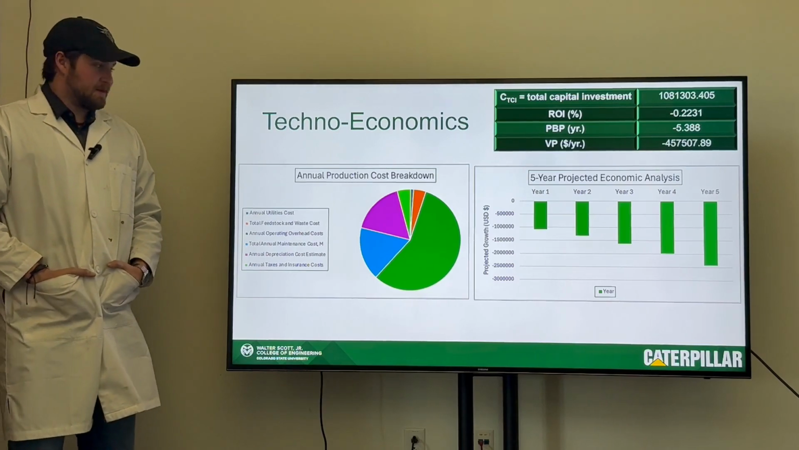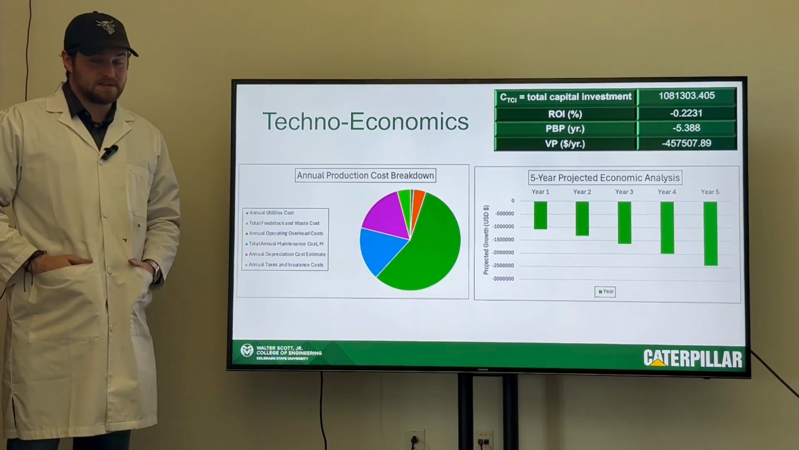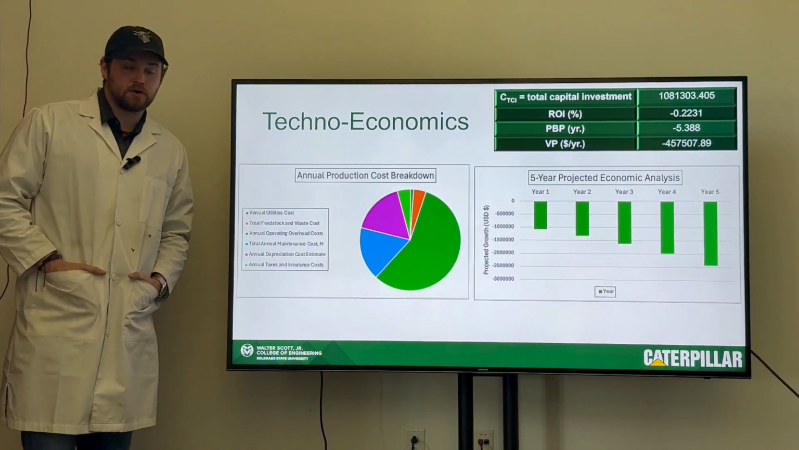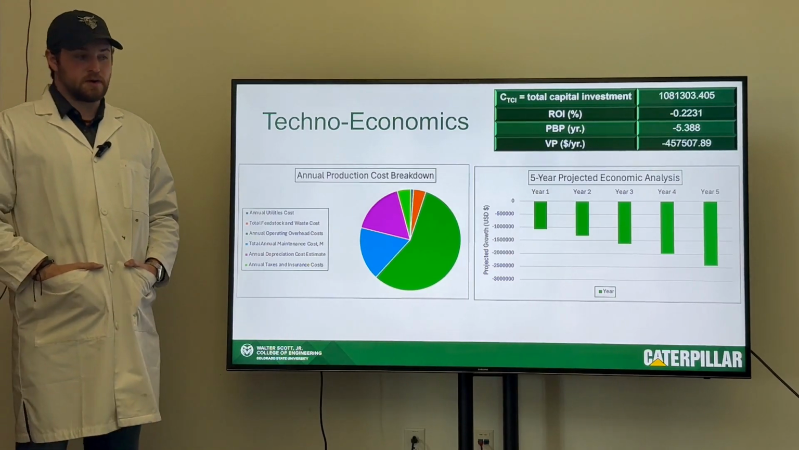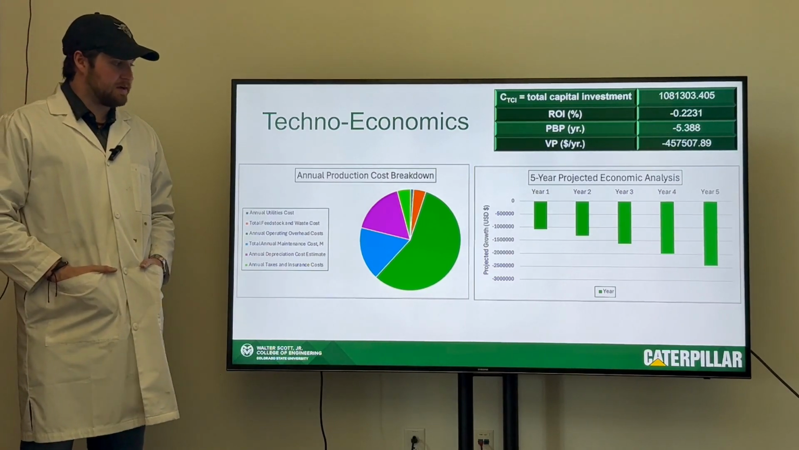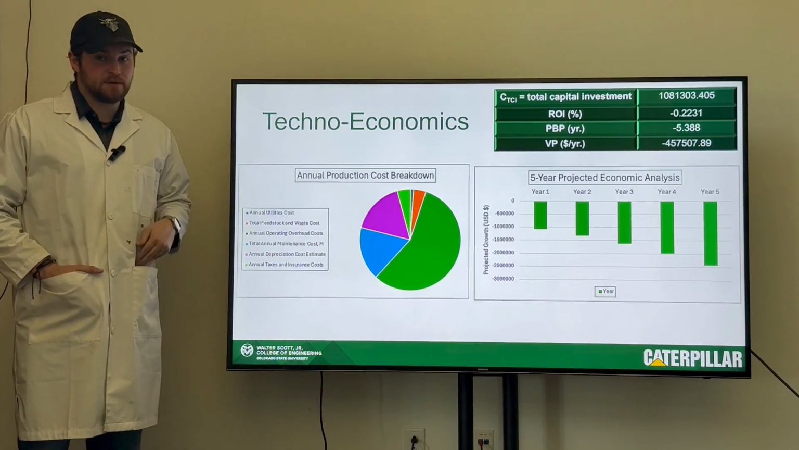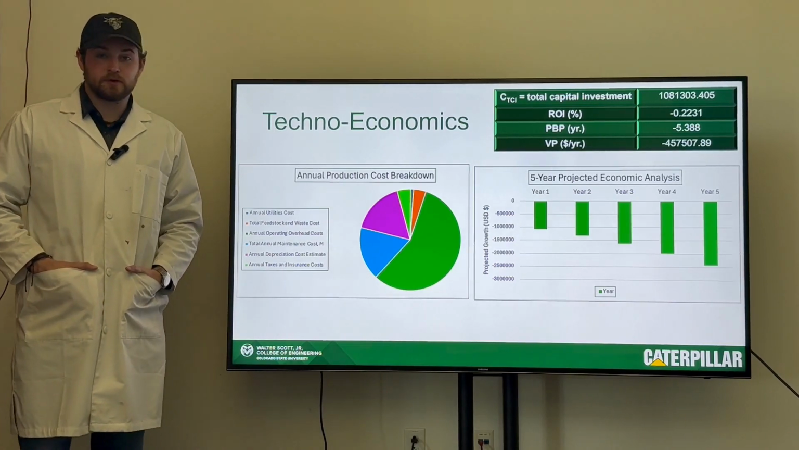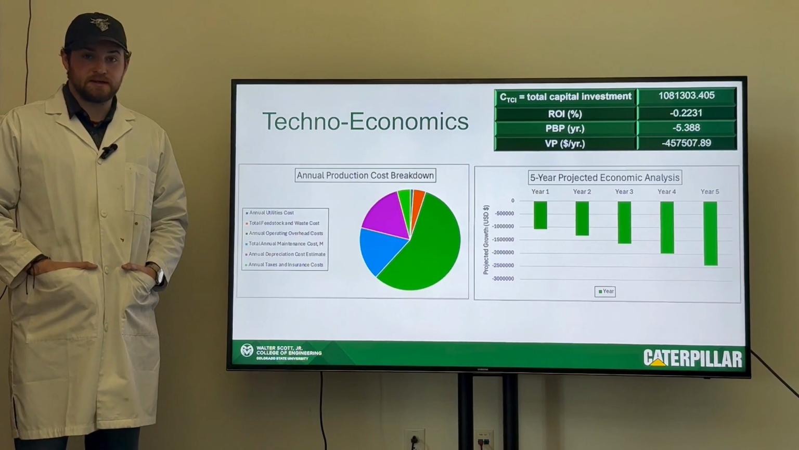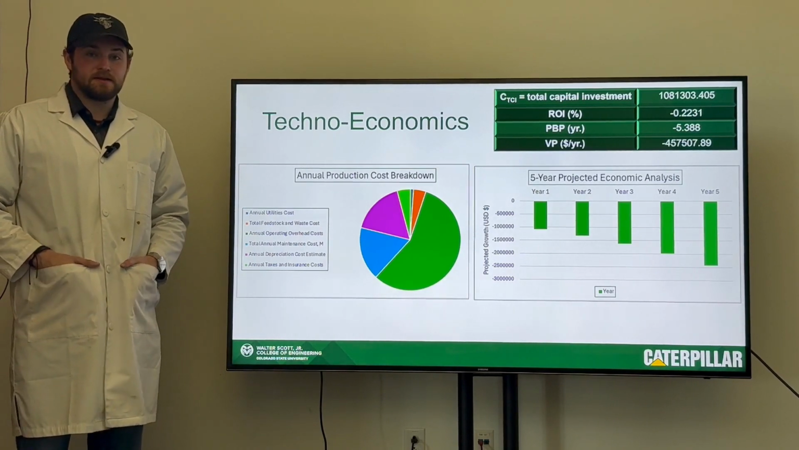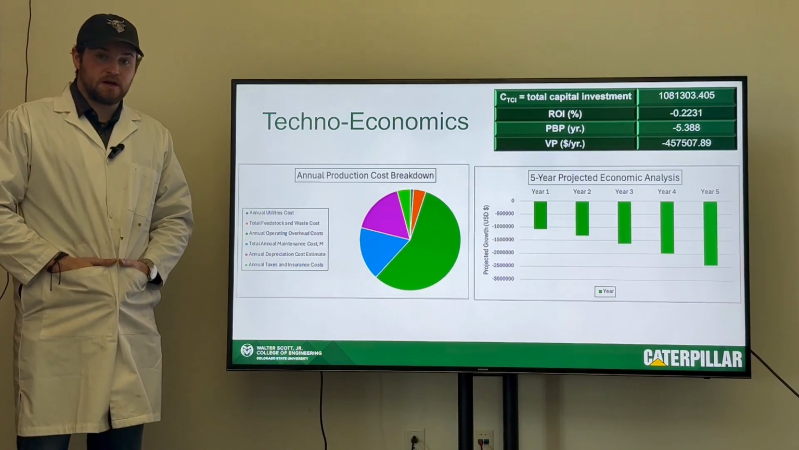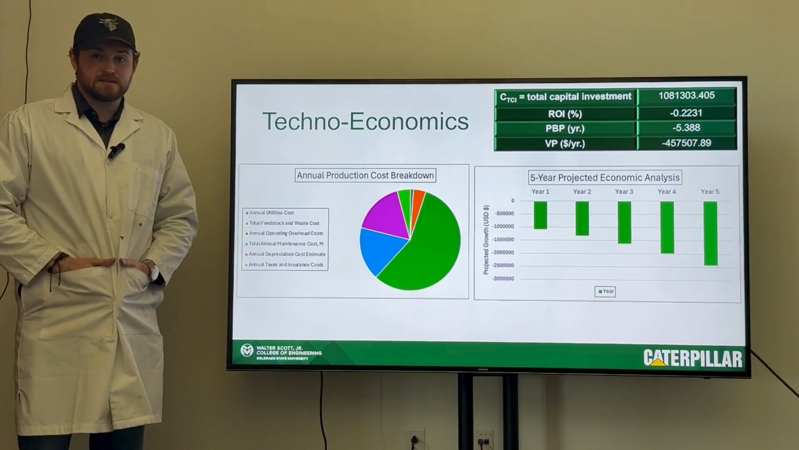Going into the techno-economics, we see our 5-year projected economics analysis. The team calculated about a negative 22% ROI for the scaled-up process, which would increase the debt over the next 5 years to almost $2.5 million. This emphasizes the lack of feasibility for scaling up the process currently and proves that the focus going forward should be on optimization of the reactor, the process, and also proof of concept.